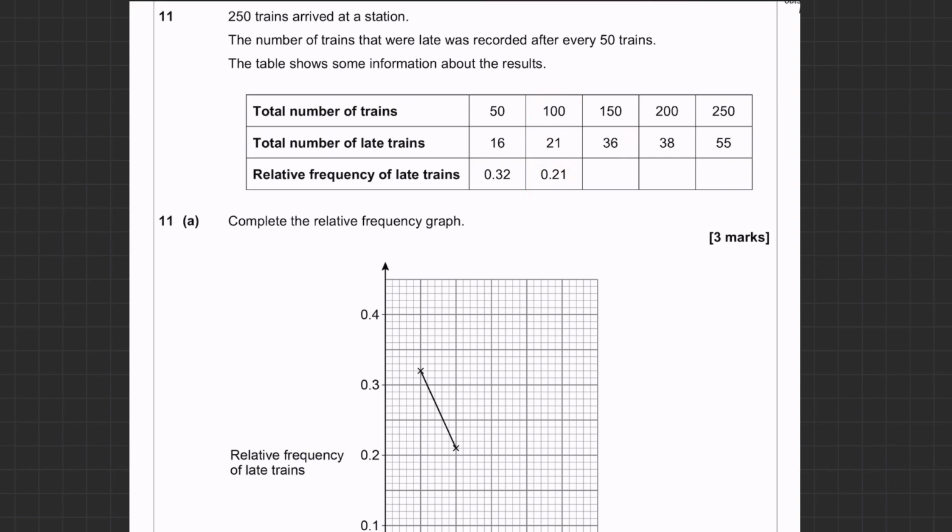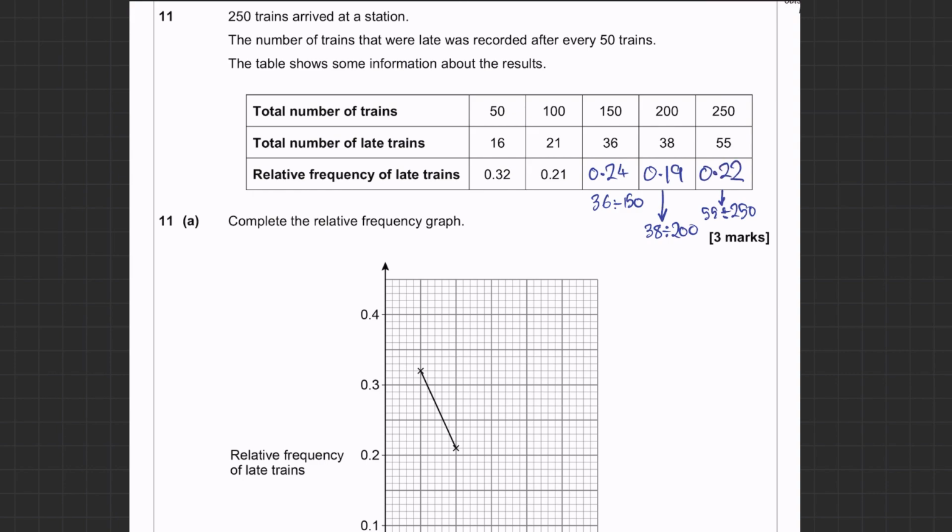And for this one, we're going to do 36 divided by 150, which equals 0.24, or 24%. For this one, it's going to be 38 divided by 200, which equals 0.19. And for this one, it's going to be 55 divided by 250, which is 0.22.